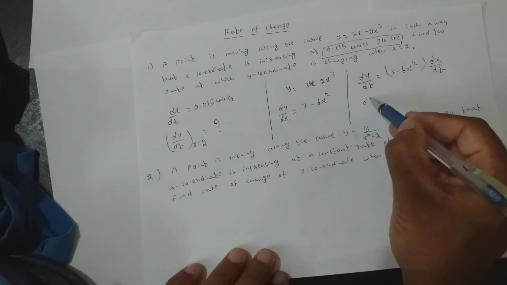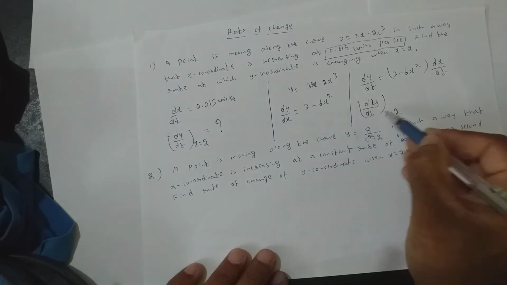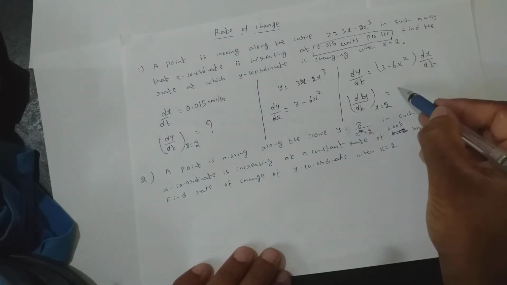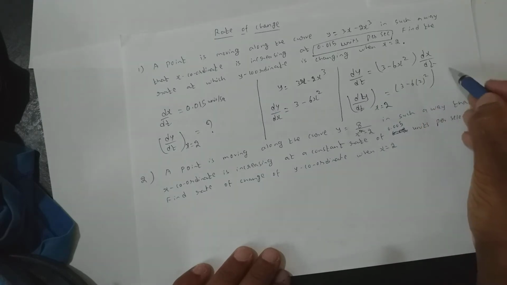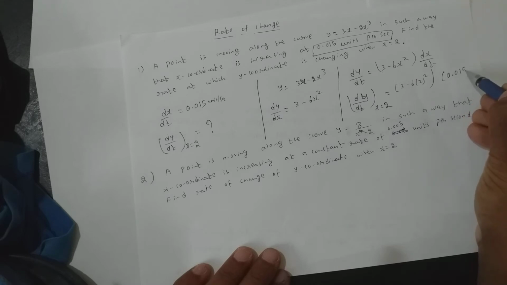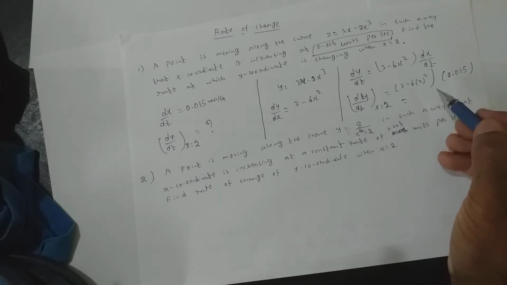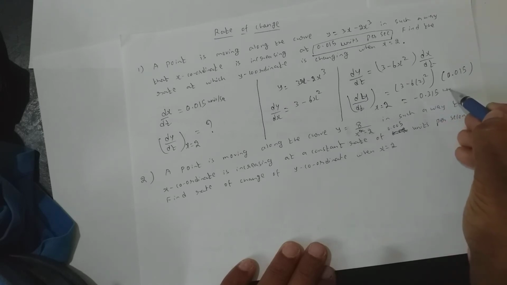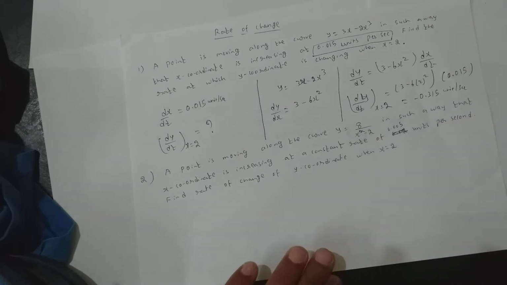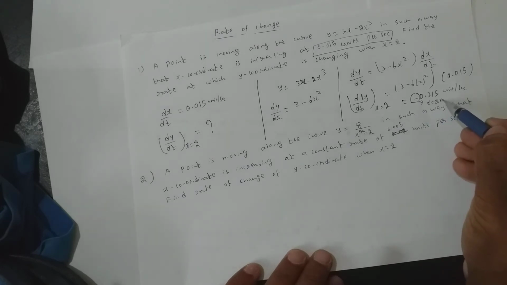Clear? Now dy by dt you need to find out when x is 2. So in place of x put 2 and in place of dx by dt it's given 0.015. Put this in the calculator, you will get the value of dy by dt, which is minus 0.315 units per second. What does this negative sign indicate? The negative sign indicates that it is decreasing.